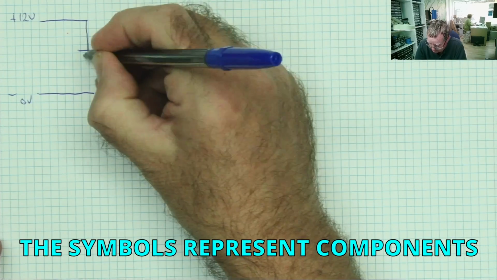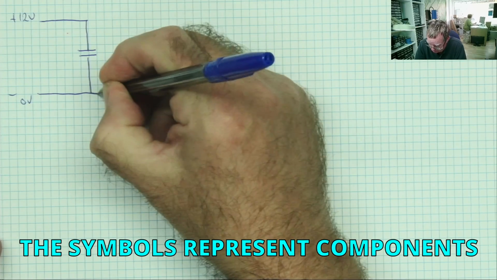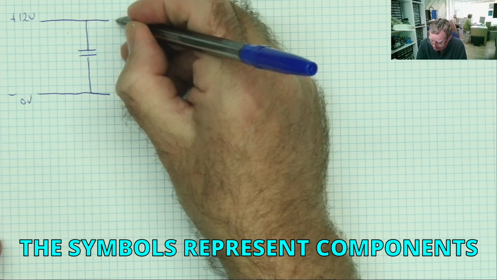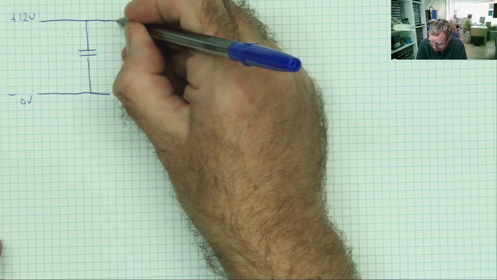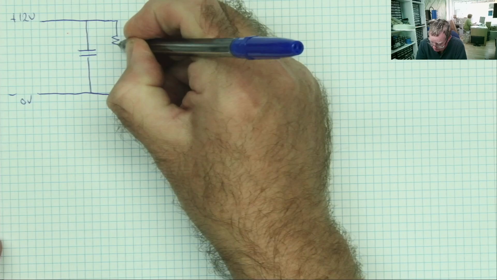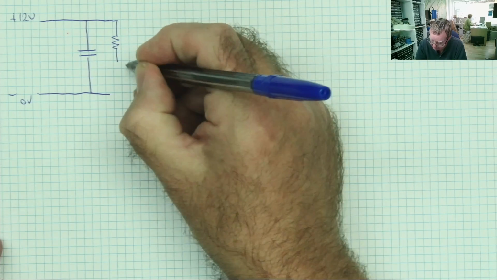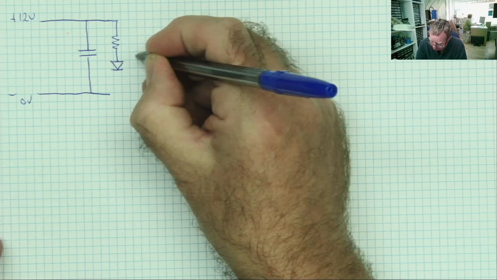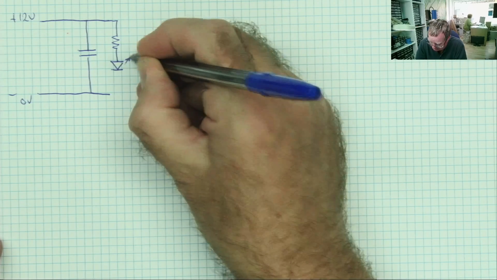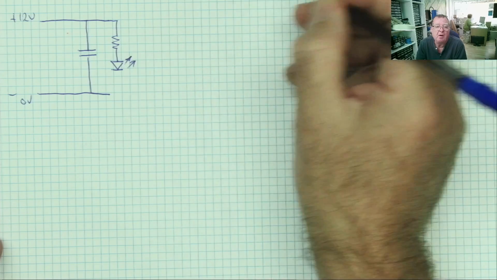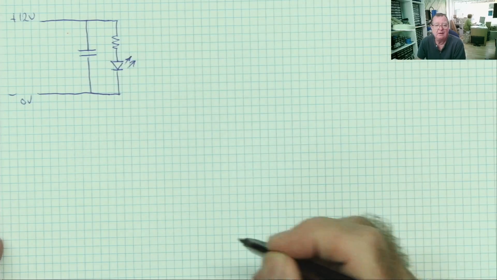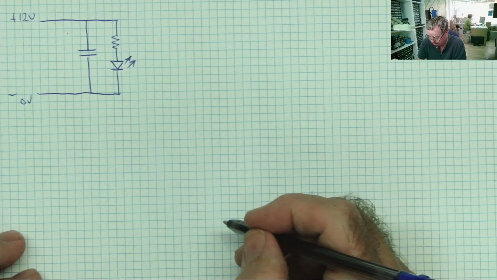This is the capacitor. And then we're going to connect here our LED, our indicator light, with the resistor to stop the current flowing too high. Another symbol for you, this is an LED. The arrows represent light being emitted, LED, light emitting diode. And that's the circuit, okay?